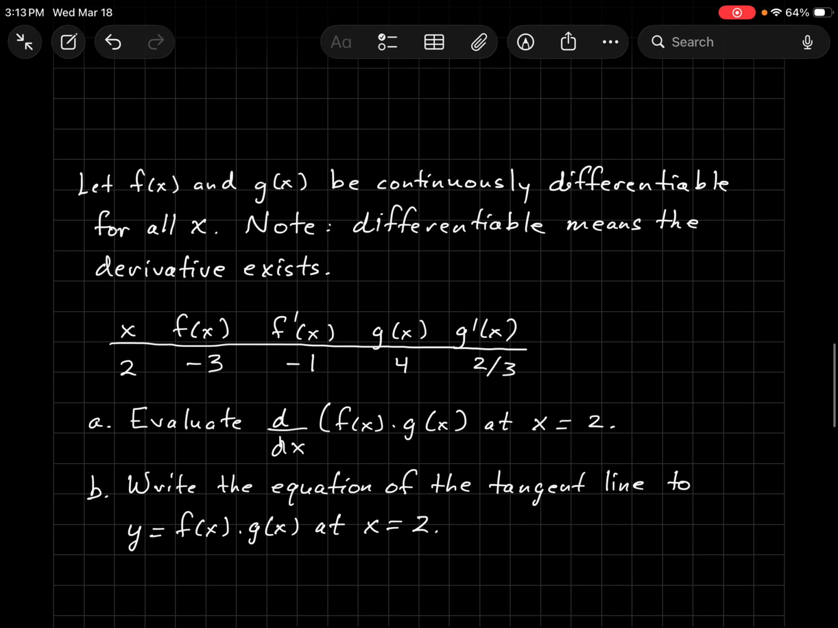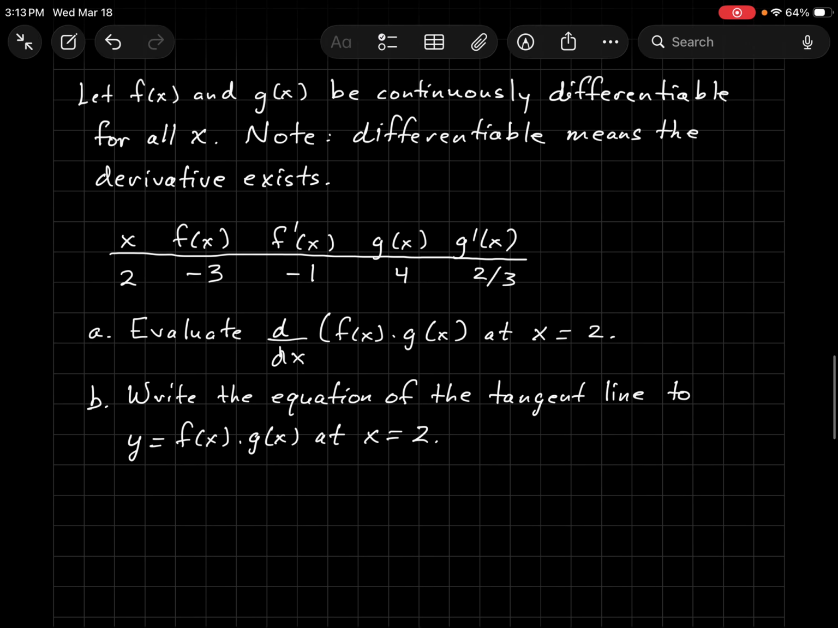Now let's do a numeric example. Consider f of x and g of x to be continuously differentiable functions for all x. Note, differentiable means the derivative exists. I have some values stored in my table. Let's start by finding the derivative of f times g at x equals 2, and then use that to help us write the equation of the tangent line to y equals f times g at x equals 2.